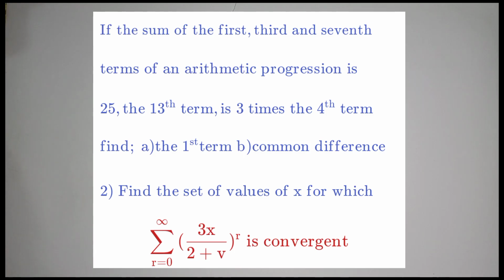In today's tutorial, we have the following two questions. The first one: the sum of the first, third, and seventh term of an arithmetic progression is 25. If the 13th term of the progression is 3 times the fourth term, find A, the first term, and B, the common difference. In our second question, find the set of values of x for which the series, sum from r = 0 to infinity of (3x/(2 + x))^r, is convergent.